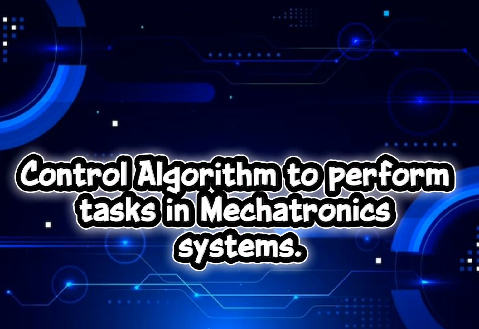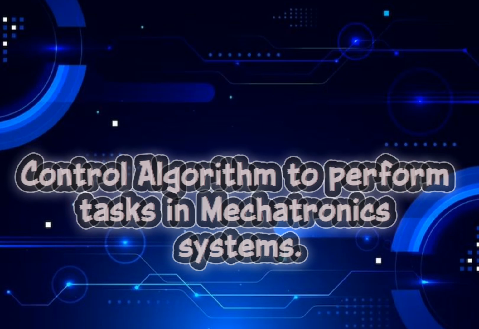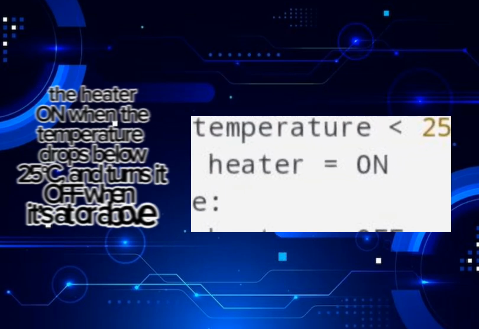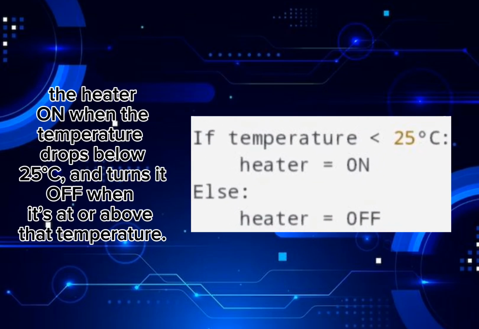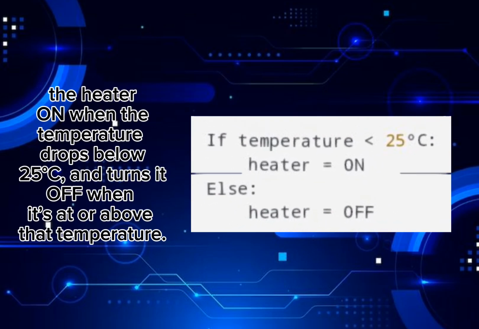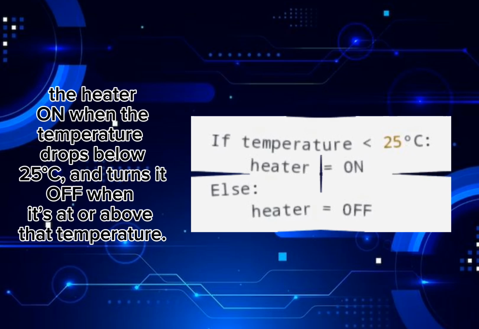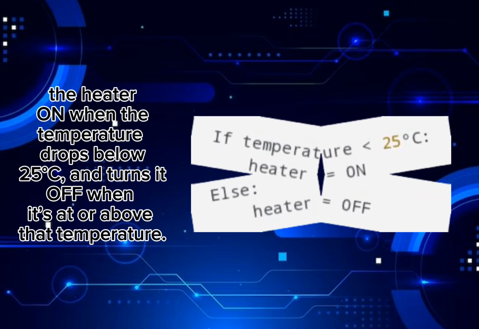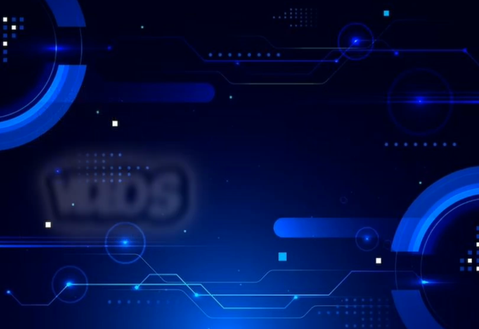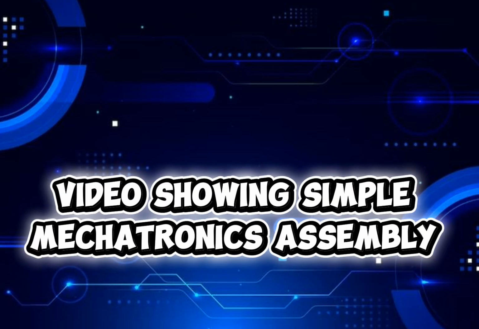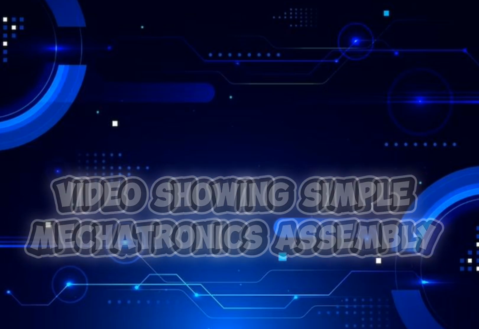I will show you a simple control algorithm to perform basic tasks in mechatronic systems. This algorithm turns the heater on when the temperature drops below 25 degrees Celsius and turns it off when it's at or above that temperature. And now I will show a video showing a simple mechatronics assembly.